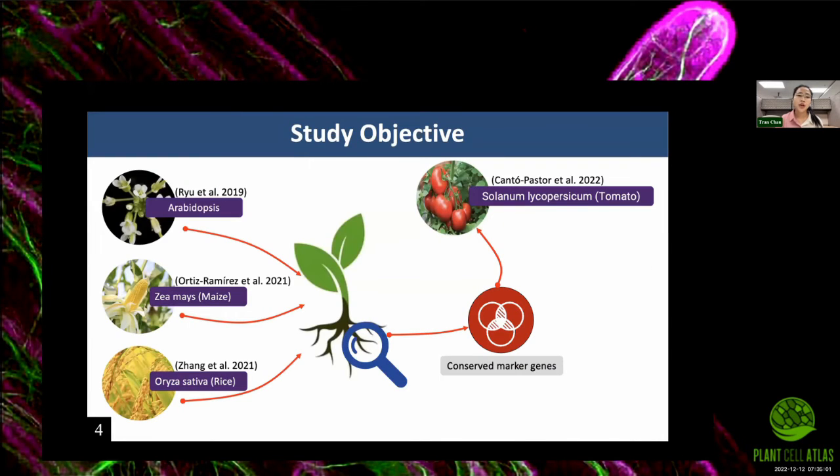In this study, we use published data from 4 plant species. They are Arabidopsis, maize, rice, and tomato. First, we look through the root data of Arabidopsis, maize, and rice. Then we look for the conserved marker genes among them. Then we use the conserved marker genes to identify the cell types in a non-model plant, tomato.